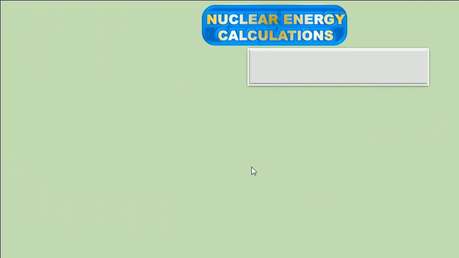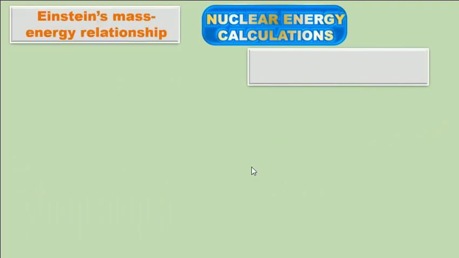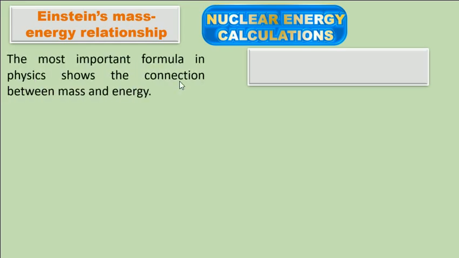So now we are going to look at the next, Einstein's mass energy relationship. This is the most important formula in physics. I refer to this as the most important formula in physics, and that is known as Einstein's famous equation, E equals mc squared. This equation tells us that mass and energy are equivalent. We can change mass to energy, and we can change energy to mass.